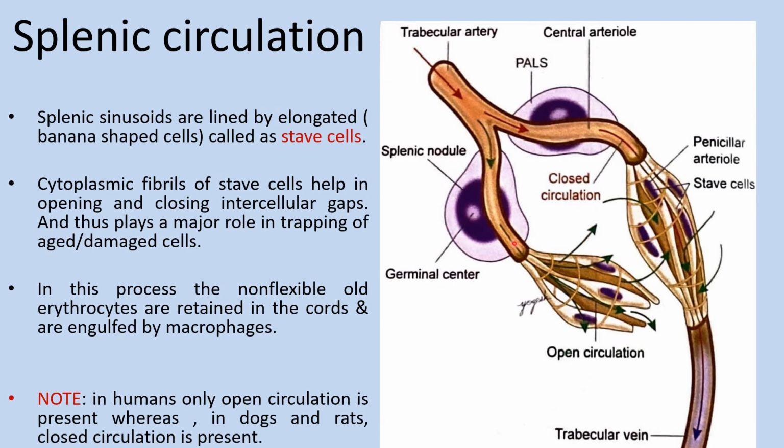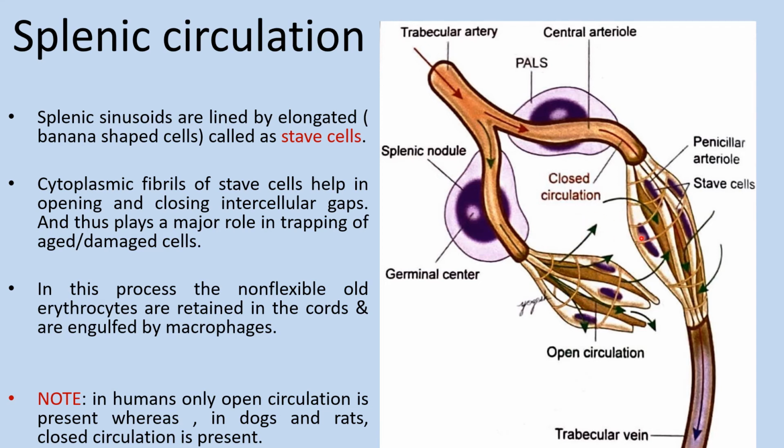Splenic sinusoids are lined by elongated banana-shaped cells called stave cells. Cytoplasmic fibrils of the stave cells help in opening and closing of the intercellular gaps, and thus play a major role in trapping of the aged and the damaged cells. In this process, the non-flexible old erythrocytes are retained in the cords and are then engulfed by the macrophages.